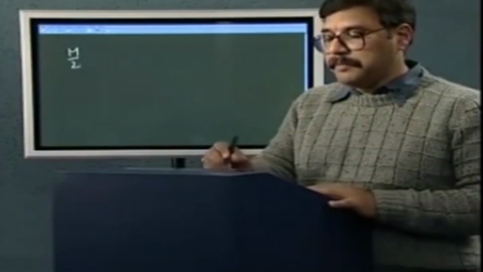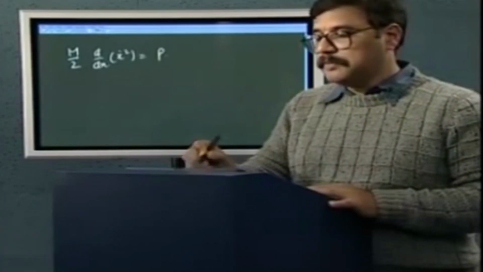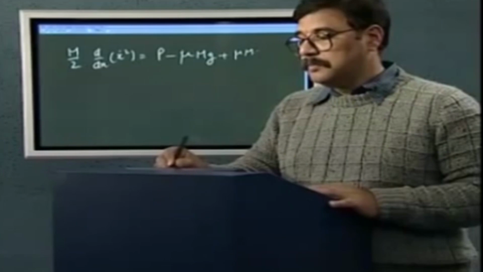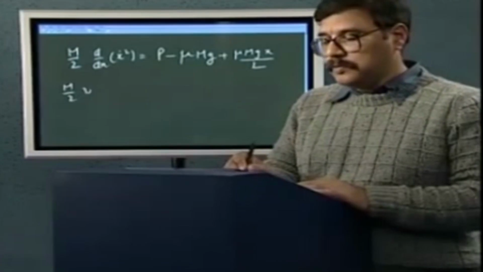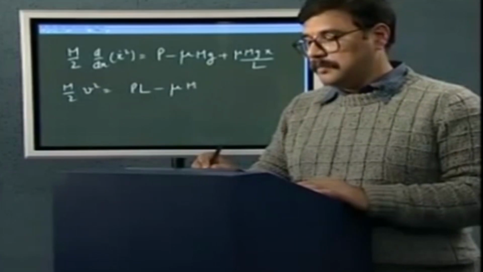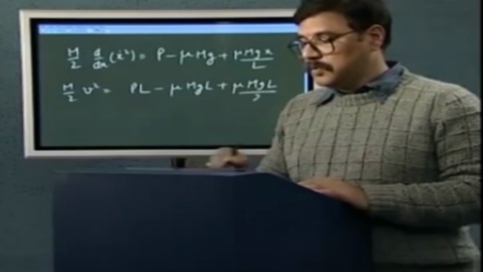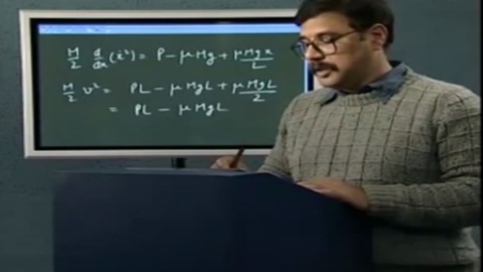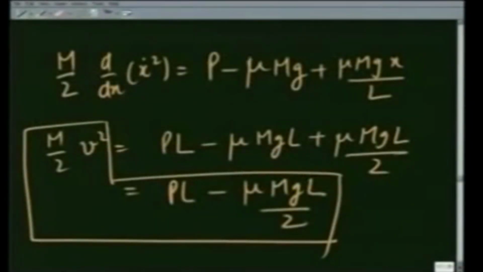I am integrating the equation m by 2 d over dx of x dot square equals p minus mu m g plus mu m g x over L. By integration I get m over 2 v square equals p L minus mu m g L plus mu m g L over 2, which is nothing but p L minus mu m g L over 2, and that gives me the speed of the chain after it has been pulled out fully.